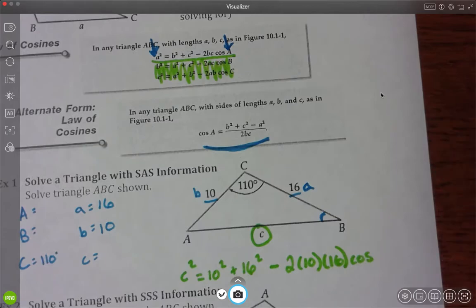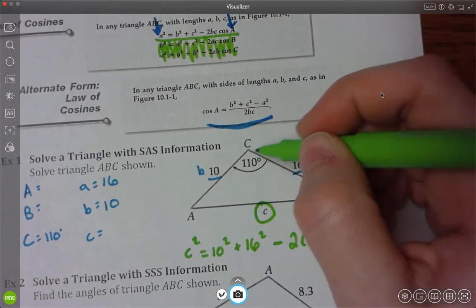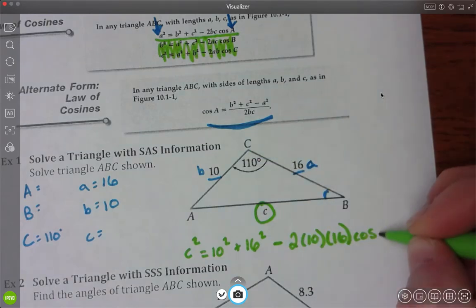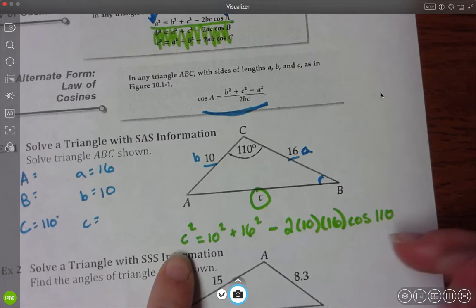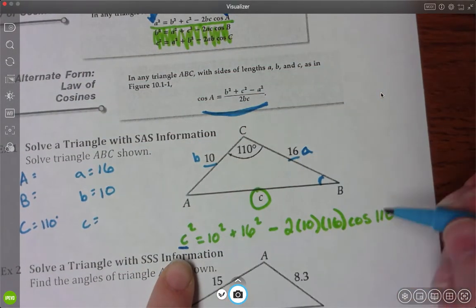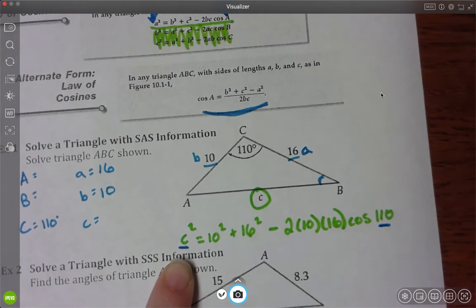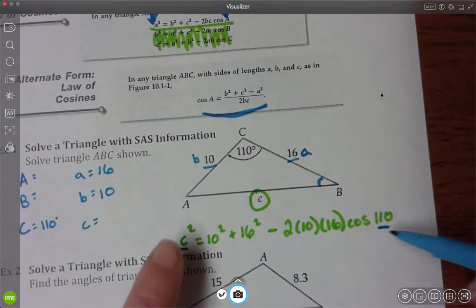That's a lot of information. In this case, it's not cosine of A actually, it's 110, because that's the order that we put them in. All right, so just look and make sure this is the side that you're looking for. This is the angle across from it. So even though they have it labeled as A up here, those are the two that go together.